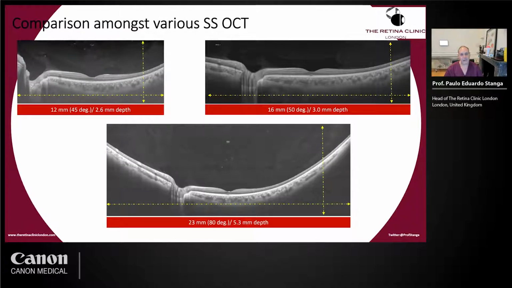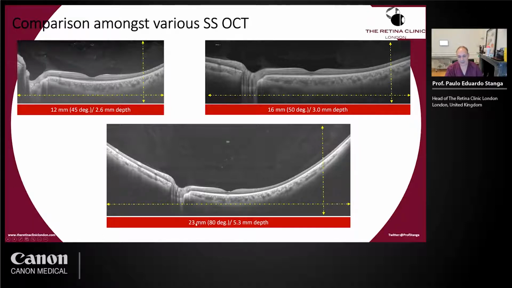Let me show you the comparison amongst different OCT techniques or technologies. This is a 12 millimeter long swept source. This is how we started with swept source. You can see the bursa premacularis, the spur, the space of Martegiani. The window depth is 2.6 millimeters.